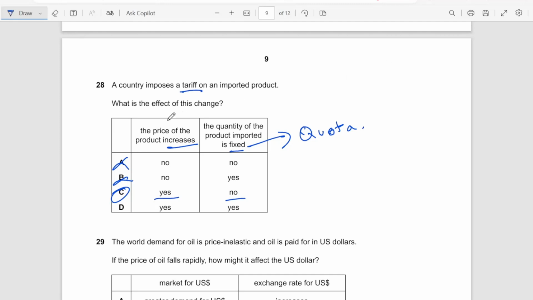Let's show it to you again. The price of the product increases as the supply curve shifts towards left due to tariffs, and the opposite is true for subsidies. But we're talking about tariffs on imported products, so there's a different diagram for it, but we're not going to get into that much depth. And the quantity of the product imported is fixed. Well, that's the definition of quota. We're setting a limit on the imports that are coming to the country. So this is no, this is yes.